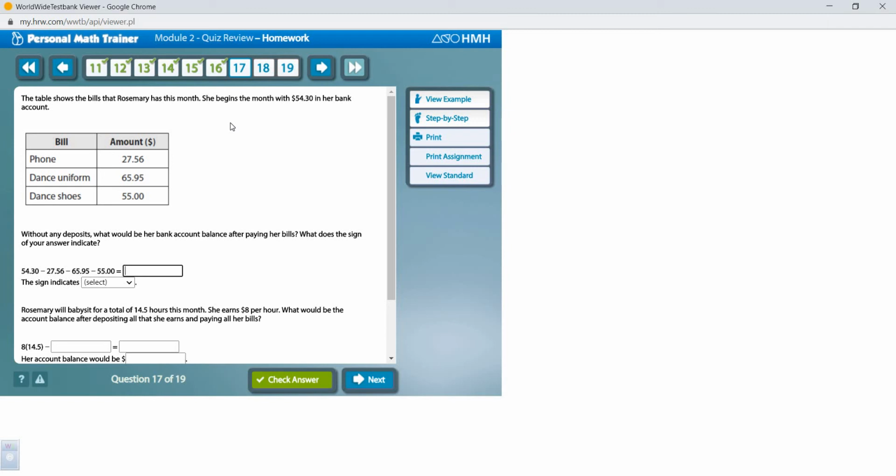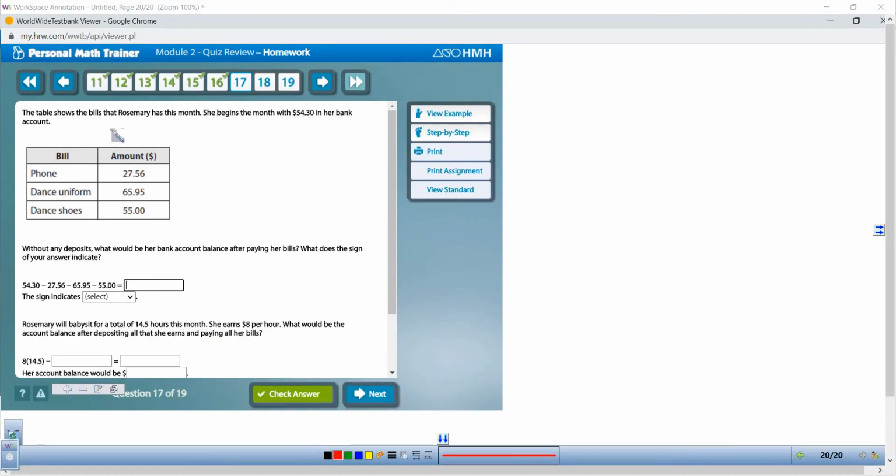Okay, this table shows the bills that Rosemary had this month. She begins the month with $54.30 in her bank account. And then she has these bills. So before she paid these bills, she had $54.30. And then she has a phone bill, a dance uniform, and dance shoes. This is not looking good because I can tell already that these numbers exceed that number. Without any deposits, she's going to be in trouble.